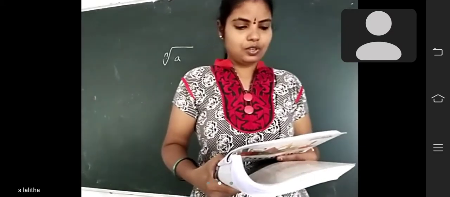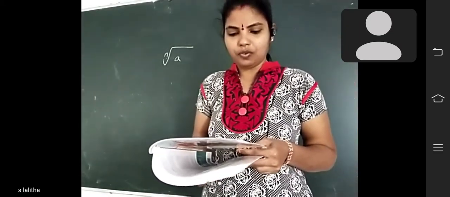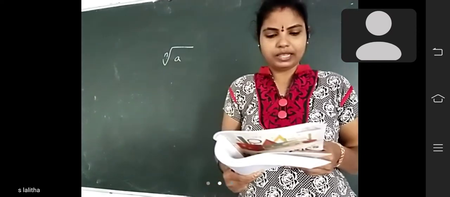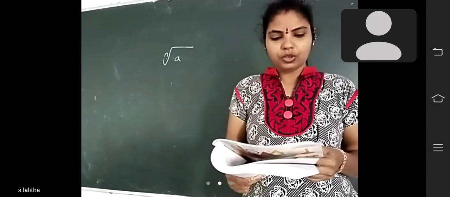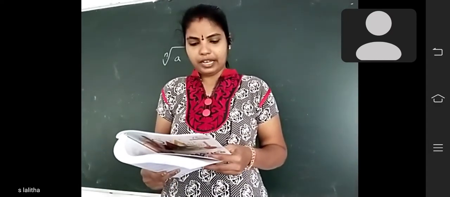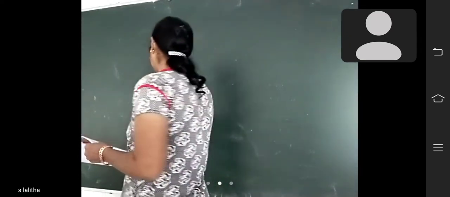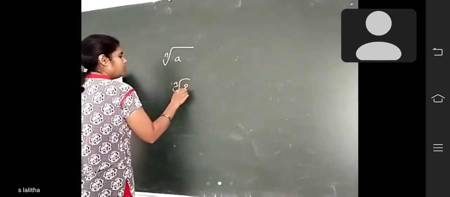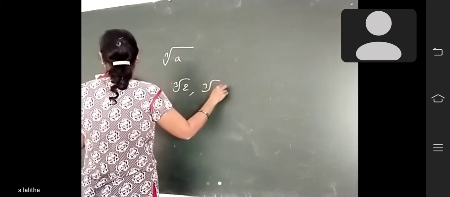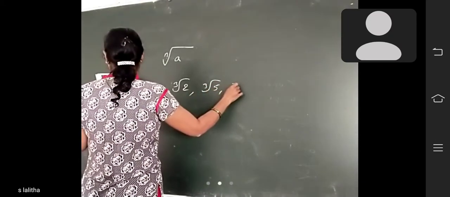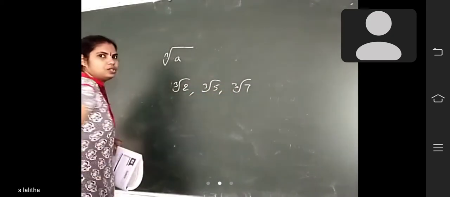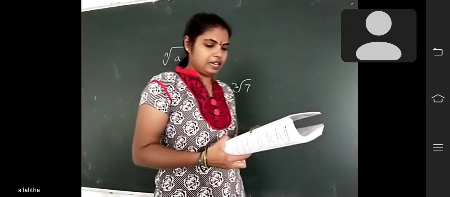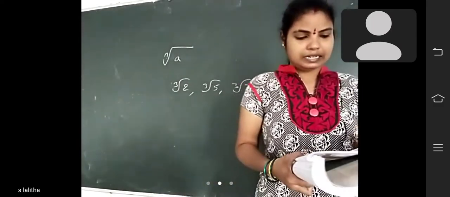See the examples: cube root of 9, sixth root of 4, fifth root of 25, and so on. These are examples of surds. Cube root of 2, cube root of 5, cube root of 7 are the surds of third order. These are all cube roots, so that's why they are called third order. They are also called cubic surds.